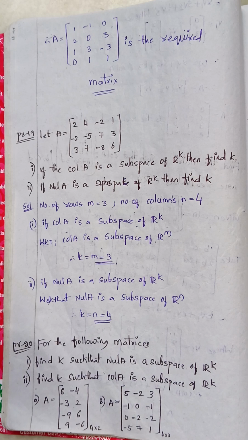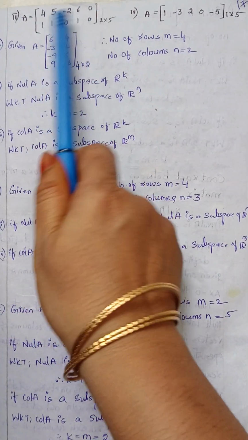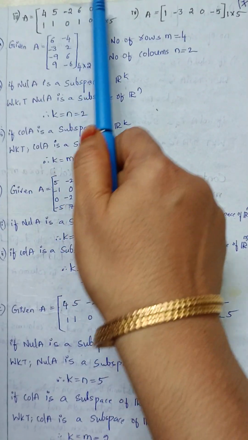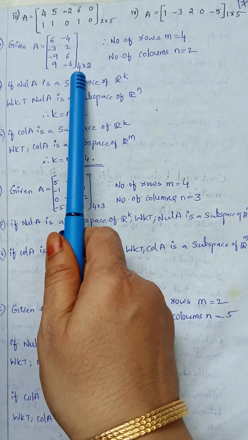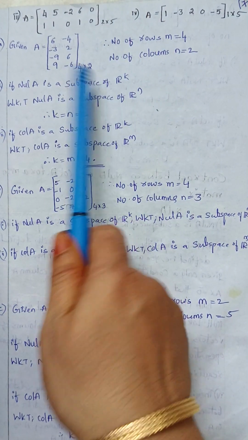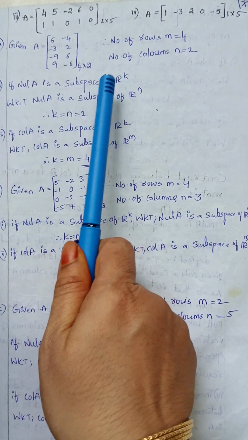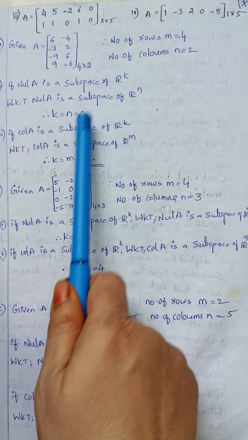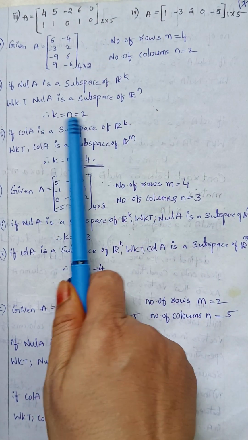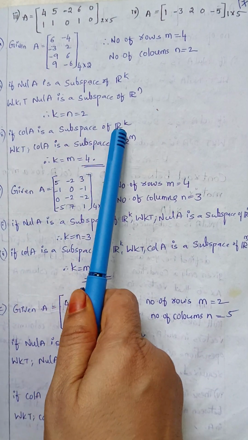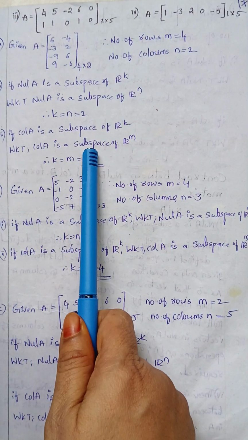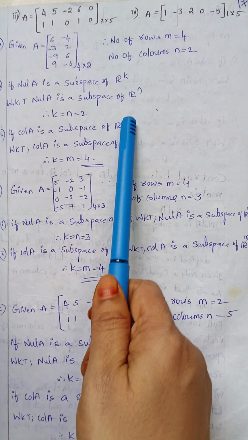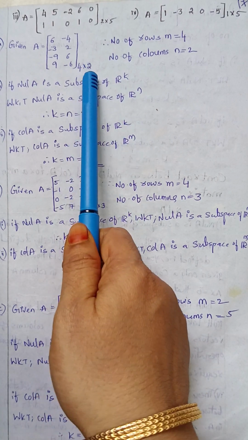So in the first question, 2 rows are given and 1, 2, 3, 4, 5 columns are given. So m equals 4, n equals 2, and we know that Null A is a subspace of R power number of columns, that's why k equals 2. Similarly, Col A is a subspace of R power k, but Col A is a subspace of R power m, we know that, that's why k equals m, which is equal to 4.